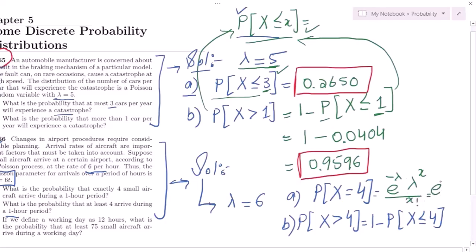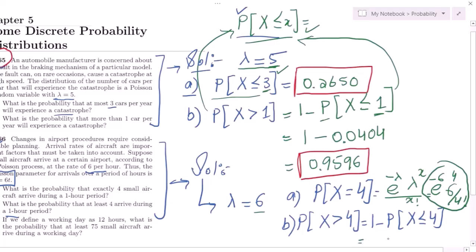So it would be exponential of minus 6, which is the value of lambda. Similarly, lambda raised to the power 4 divided by 4 factorial. Solving it, you will get the answer to part A of my question.